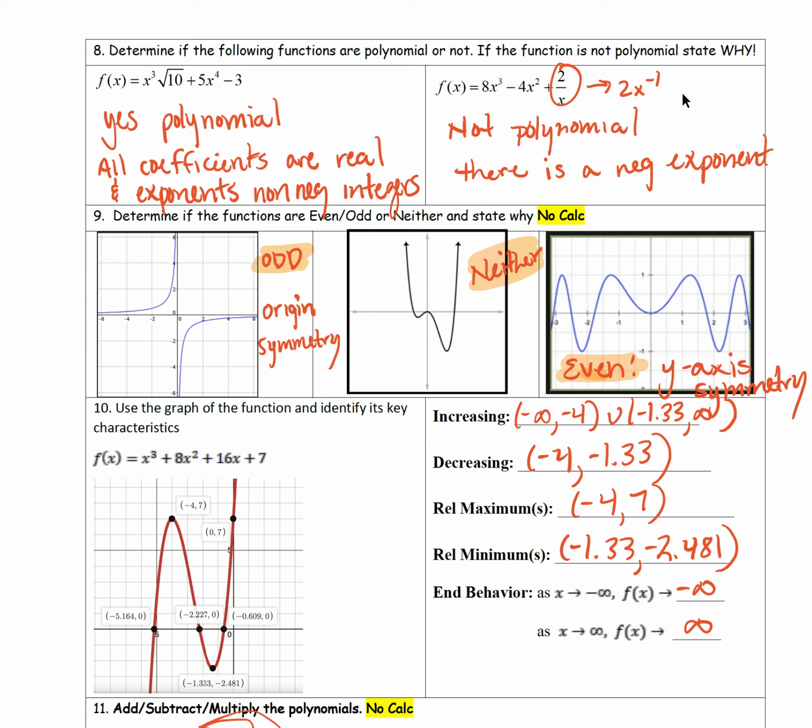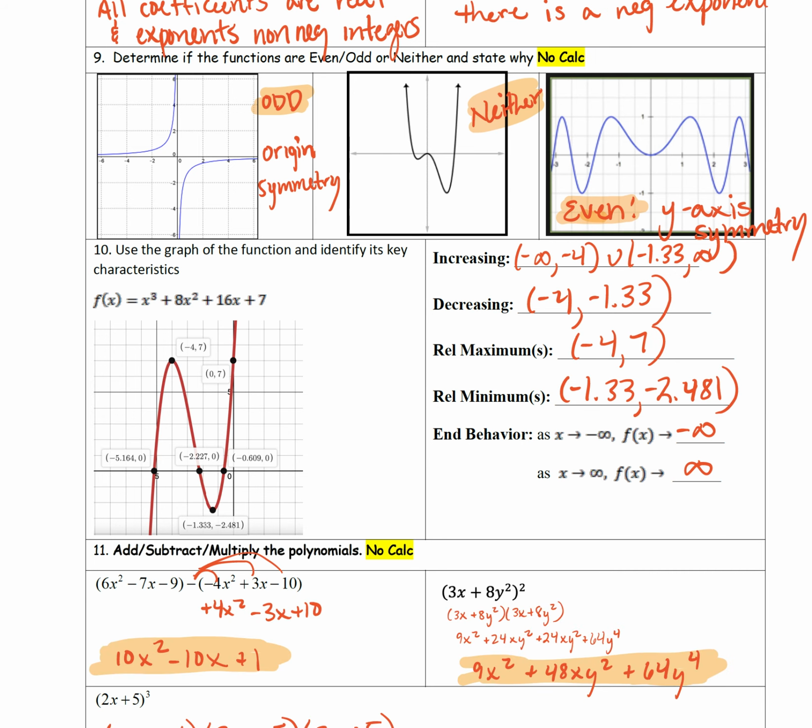Okay, even or odd, origin symmetry for an odd, no symmetry here at all, so it's neither one. And this has y-axis symmetry, so it's an even function.